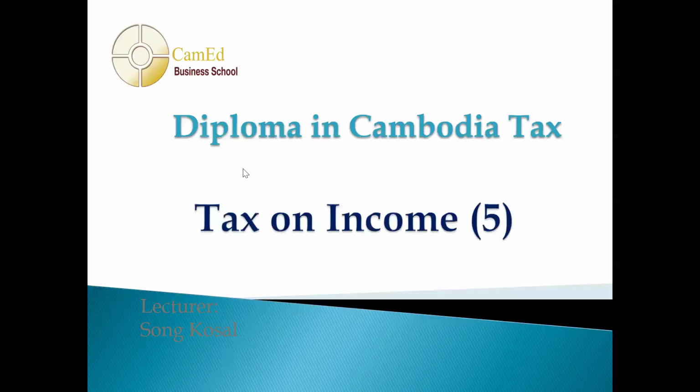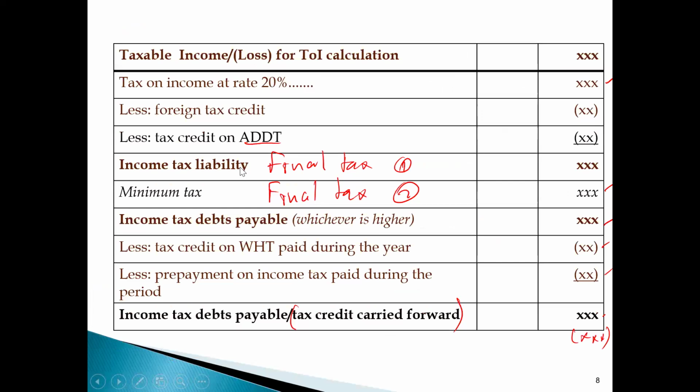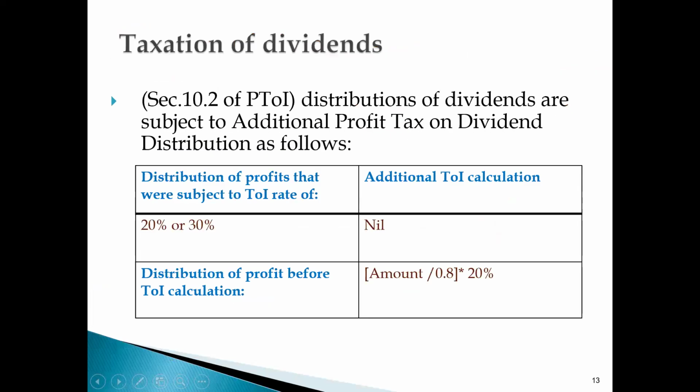Okay. So why do we need what we call additional profit tax on dividend distributions? We have to pay this type of tax only when you pay out the dividend from the retained earnings before paying tax on income. But if you distribute the dividend from retained earnings on which you already paid tax on income, you are not required to pay what we call ADDT.